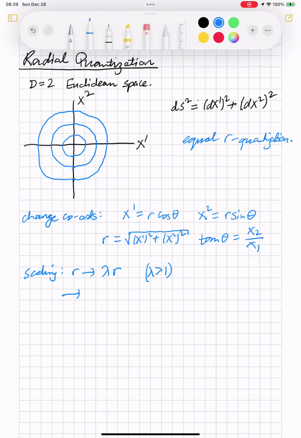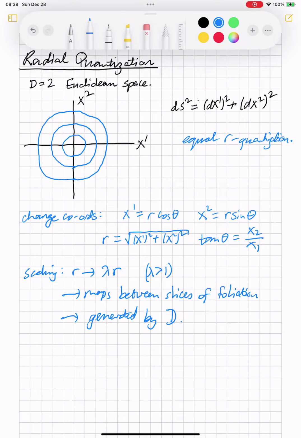So scaling maps between slices or leaves of our foliation. So now it's scaling, not time evolution, that moves us between the different slices. And we know that scaling is generated by the dilatation operator D. So you can see that now D is playing the role that the Hamiltonian used to play. And this might look a little bit weird. We're relating circles of different lengths by the dilatation operator.